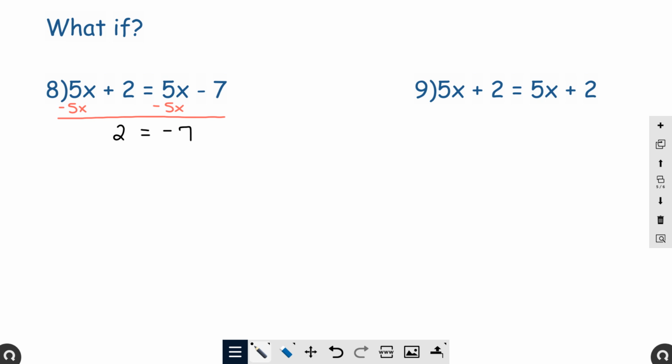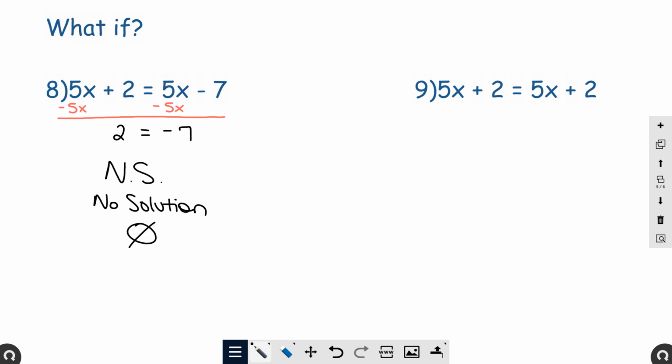Can 2 equal negative 7? No, so our answer is no solution. And you can just write NS for no solution, or you may see in Math 3 a lot a 0 with a slash through it, and that also means no solution, no answer.